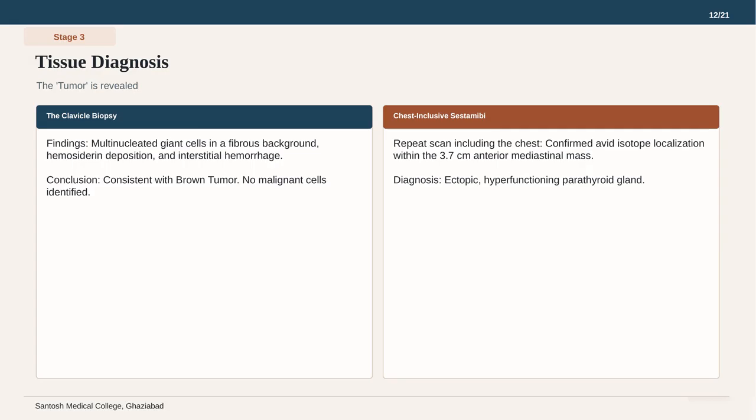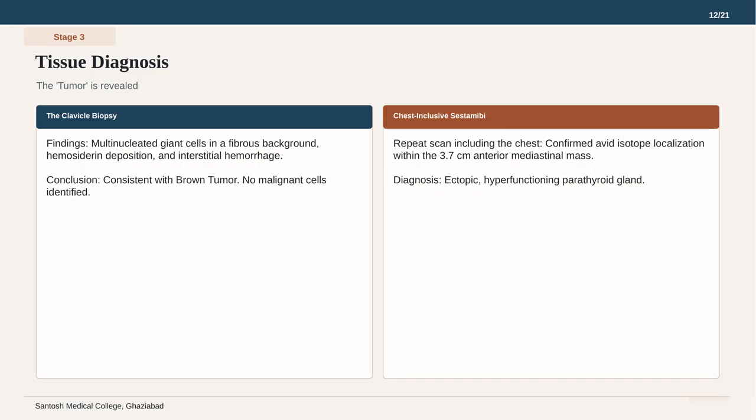On the right, a repeat sestamibi scan that included the chest confirmed avid isotope localization within the 3.7 centimeter anterior mediastinal mass. This solidifies the diagnosis of an ectopic hyperfunctioning parathyroid gland. We now have a clear target for intervention and a much better understanding of why the patient's bones were failing. The mystery of the lytic lesions is solved, but the patient still faces a complex surgery and a difficult recovery.